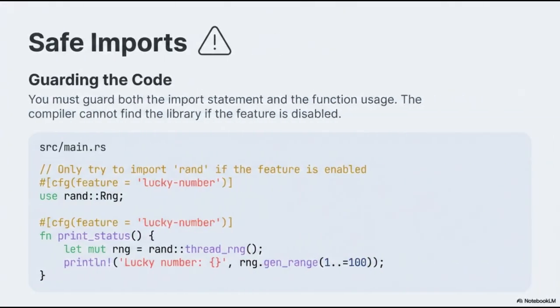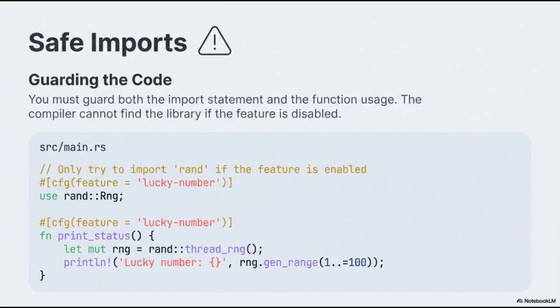When implementing conditional compilation in Rust, it is essential to properly guard your imports to maintain a stable build environment. As shown in the code example, we use the cfg attribute to ensure that the rand library is only imported when the lucky_number feature is enabled. However, simply guarding the import is insufficient. You must also apply the same guard to any function or code block that utilizes those imported types or traits.